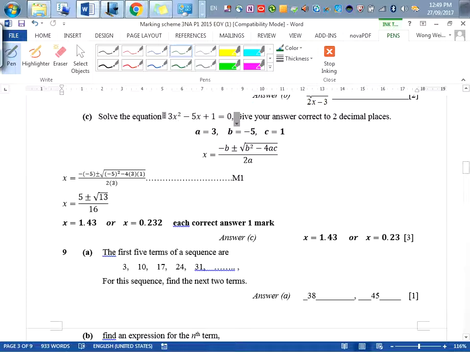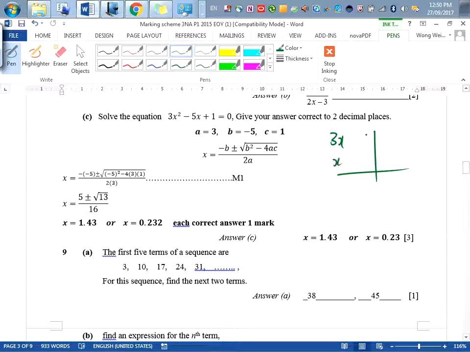Solve the equation. Right, in this case, it is a quadratic equation, meaning we cannot factorize it. But, this is a quadratic equation. We could try to factorize it, we could try to complete the square, we could try to use the formula, or we could draw a graph. Right now, we are unable to factorize it, no matter how you try.